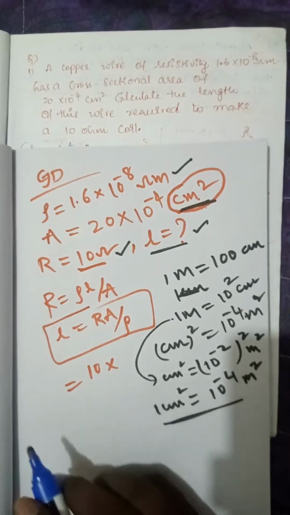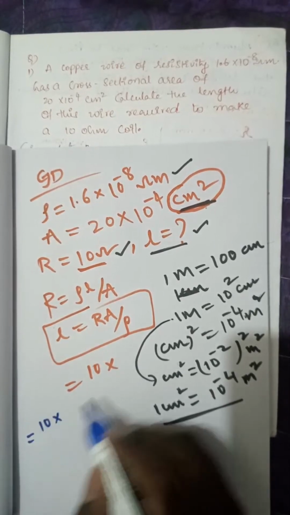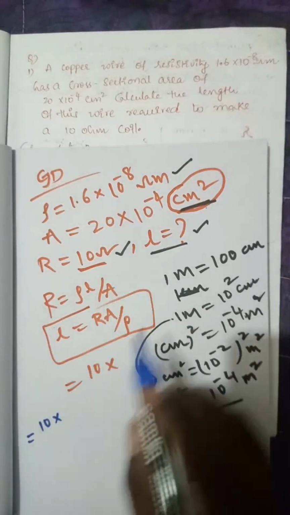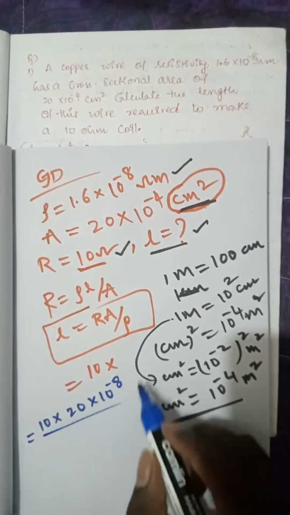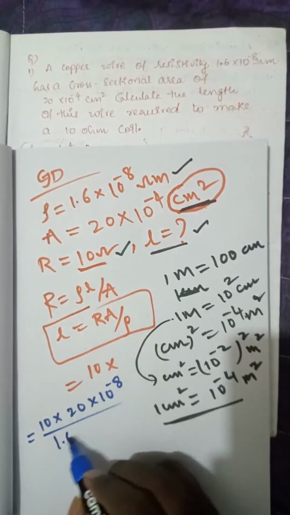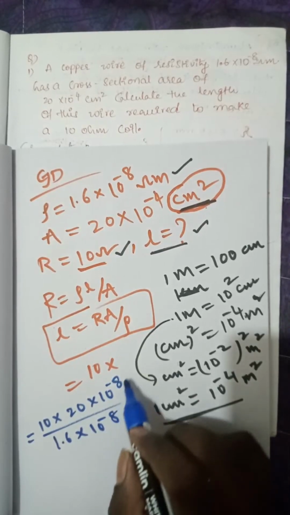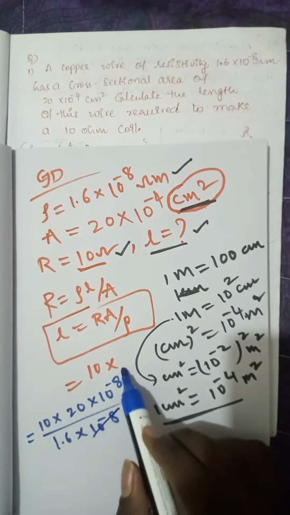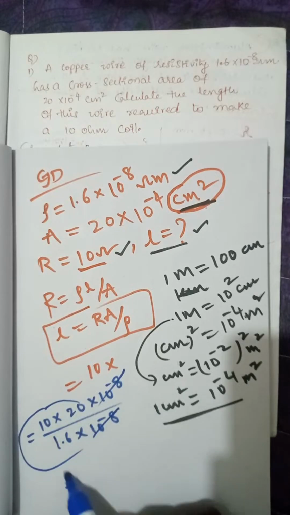Okay, so very simple. You have to substitute the value here: 10 into 20 into 10 power minus 8, divided by rho equal to 1.6 into 10 power minus 8. Anyway, 10 power minus 8 and 10 power minus 8 get cancelled. If you solve this value, you'll get the length value. That's enough. Simple. Yes or no? Very easy problem.